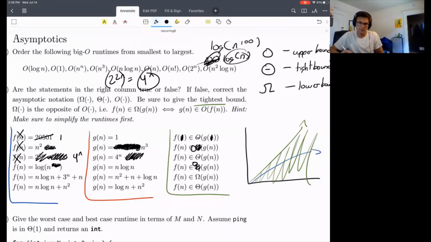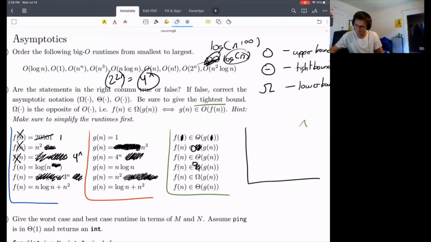Okay. N log n plus 3 to the n plus n. Which one's the biggest term here? It's 3 to the n. It's going to grow faster than any other term here. And then over here, similarly, which is the biggest term? N squared is going to grow faster than n, which is going to grow faster than log n. So we end up with something like this.